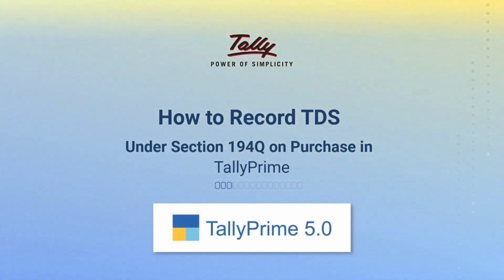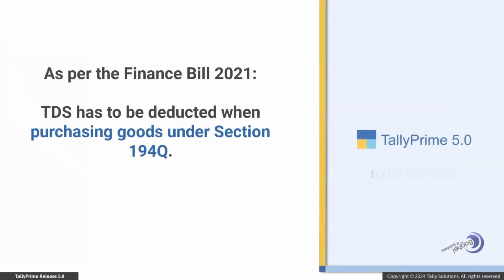In this video, you will learn how to deduct TDS on purchases under Section 194Q in TallyPrime Release 5.0. Before we proceed, let us learn a bit about the TDS Section 194Q. As per the Finance Bill 2021, TDS has to be deducted when purchasing goods under Section 194Q.